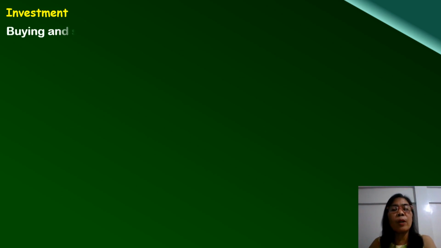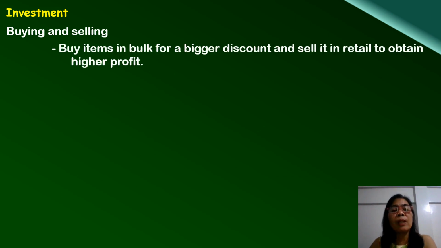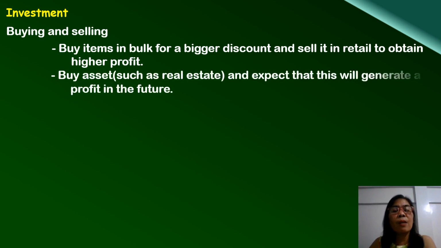There are different activities that we can do in investments. The very common activities are buying and selling. We invest money to buy items in bulk for a bigger discount and sell them in retail to obtain higher profit. Or you can invest money to buy assets such as real estate or stocks and expect that this will generate a profit when you sell it in the future.